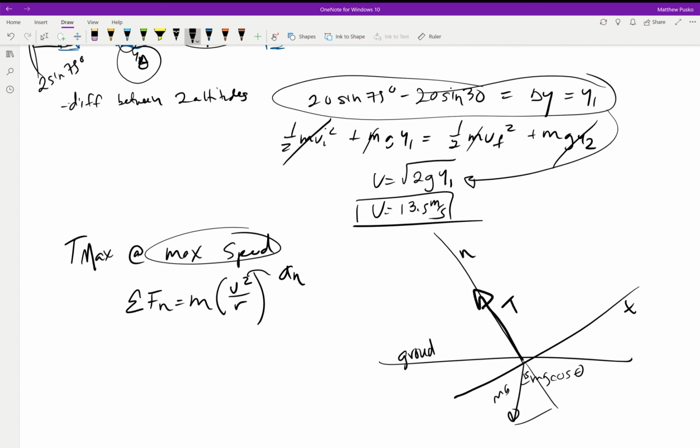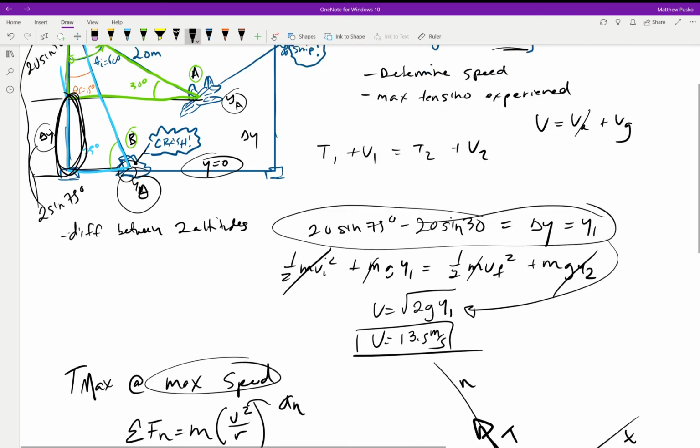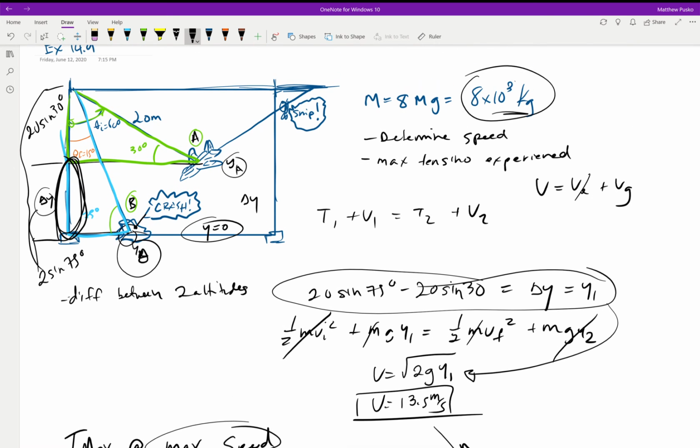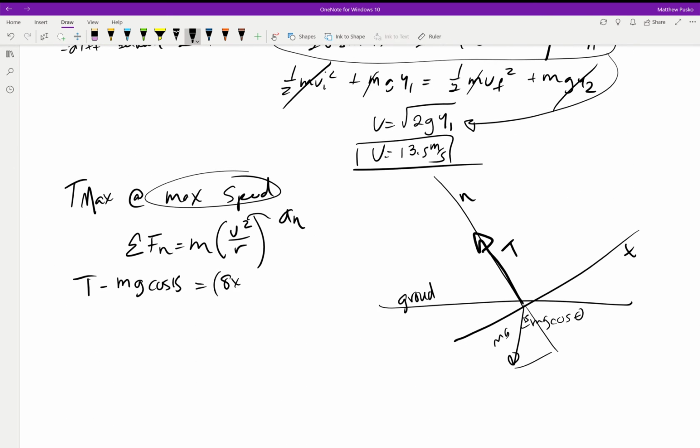And putting this back together, we have tension pointed up, a mass times gravity times the cosine of 15 pointed down, and that's all going to equal the mass, 8 times 10 to the third kilograms. And what else? We have the speed right here, 13.5 squared, all divided by our radius, which was a constant the whole time, 20 meters.